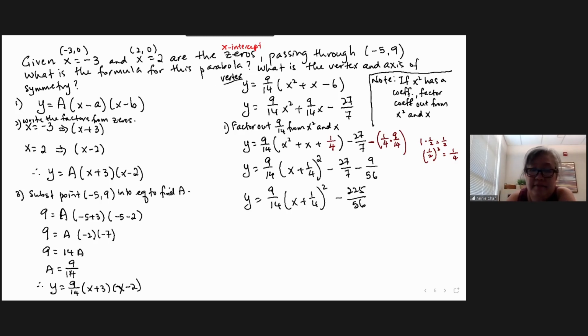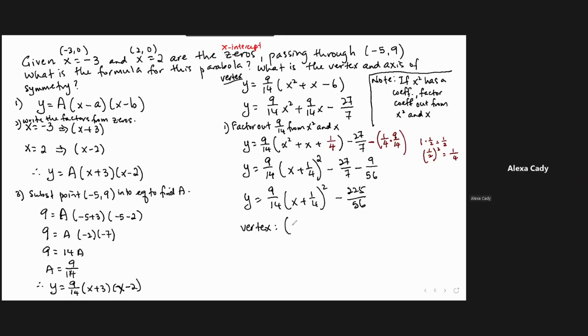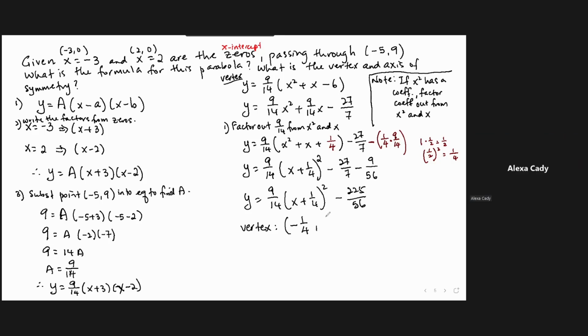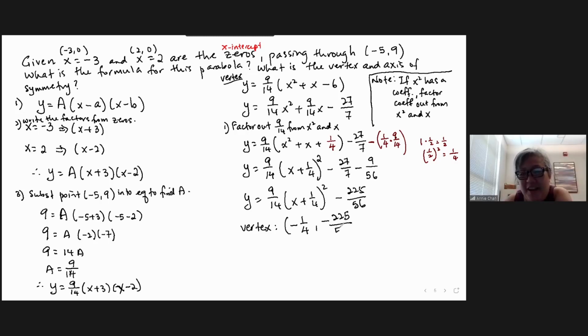So what is the vertex? Would it be -1/4? What's inside the parentheses is always opposite in every sense and manner. What about the y? It would just be -225 over 56. It would stay. Yes. Fabulous. That's the vertex. x is always of the opposite sign. What is y is what you read. Don't forget the sign. This is negative. This is negative.